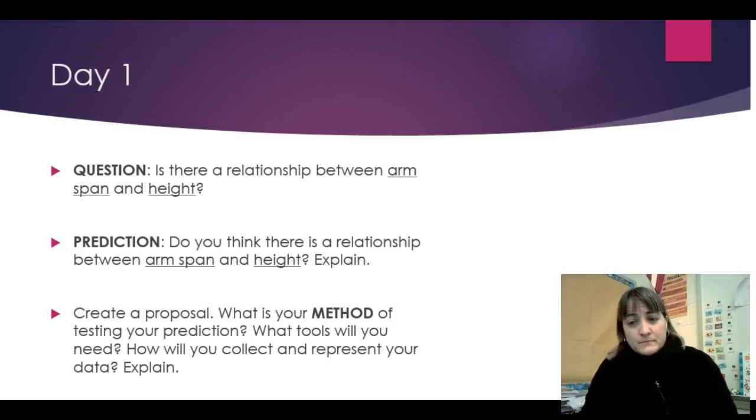And explain. Throughout the process of completing this activity, I have presented students with examples of how they can complete the activity, samples of some of the tables they can use and how they would collect data, but it is ultimately up to the students to decide how they want to collect the data, how they want to predict, and what tools they need. So they need to come up with the proposal prior to completing the activity.